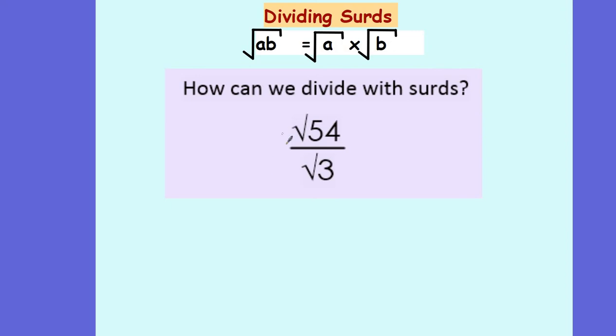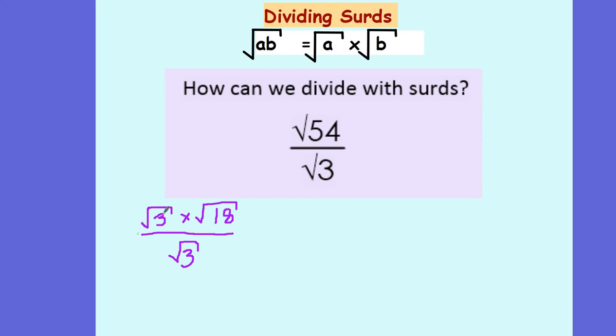We're going to need a new rule. I've got the square root of 54 divided by the square root of 3. I know, using my rule of surds, that I can split that square root of 54 up into 2 surds. So I can split the square root of 54 into the square root of 3 multiplied by the square root of 18. I've split up 54 into 2 factors, the square root of 3 and the square root of 18. That's still over the square root of 3.